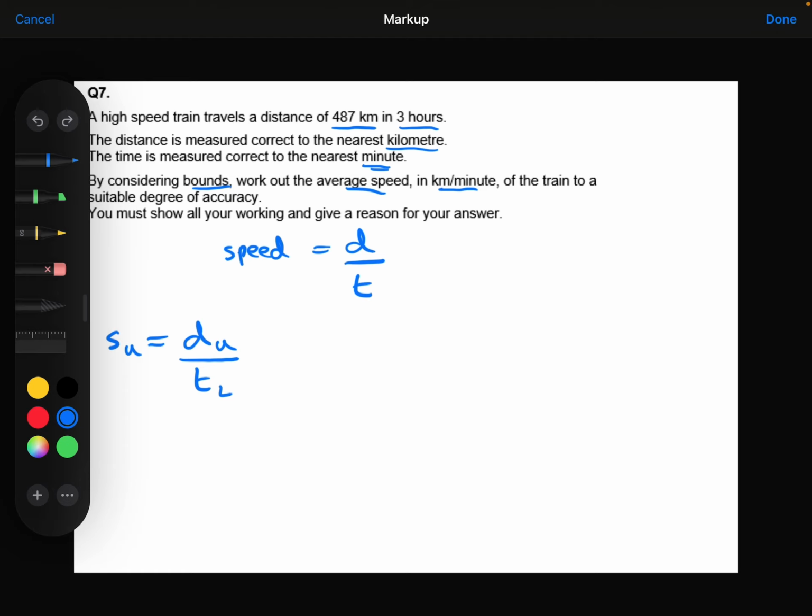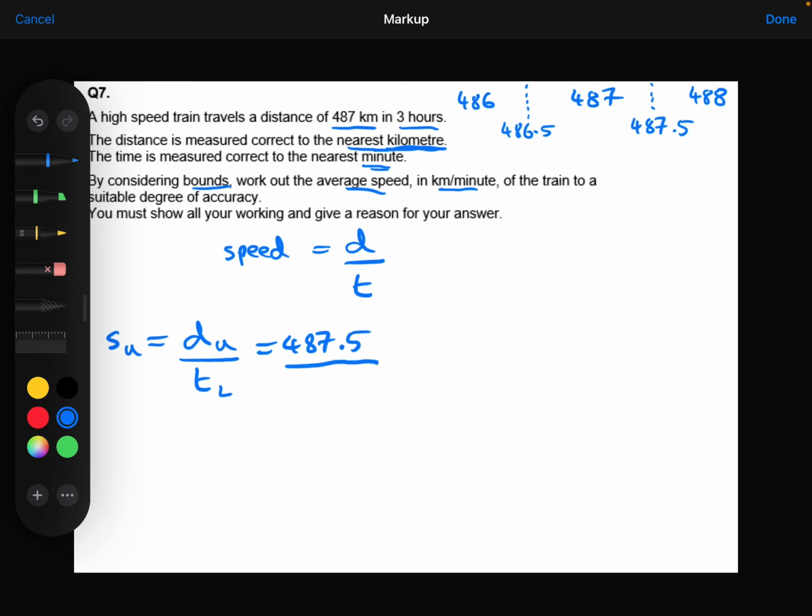Right, let's work out the bounds for the distance and the time. So the distance was 487 kilometres to the nearest kilometre. So the level above that is 488. The level below that is 486. So our lower bound would be 486.5. The upper bound would be 487.5. So the upper bound for the distance, 487.5.